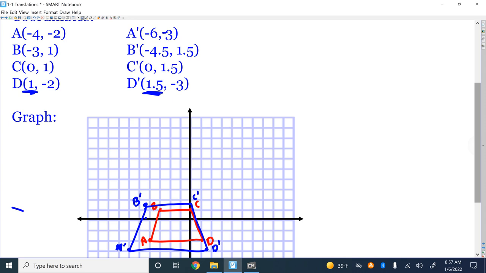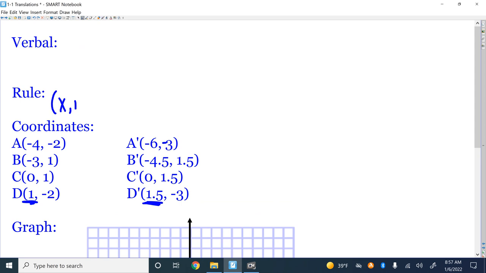So let's go with our rule. We would say (x, y) goes to 1.5(x, y), or you could say 1.5x, 1.5y. So let's do our verbal statements. Since it's 4 points, would it be quadrilateral? Yep. Quadrilateral A, B, C, D is dilated by a scale factor of 1.5. Perfect.